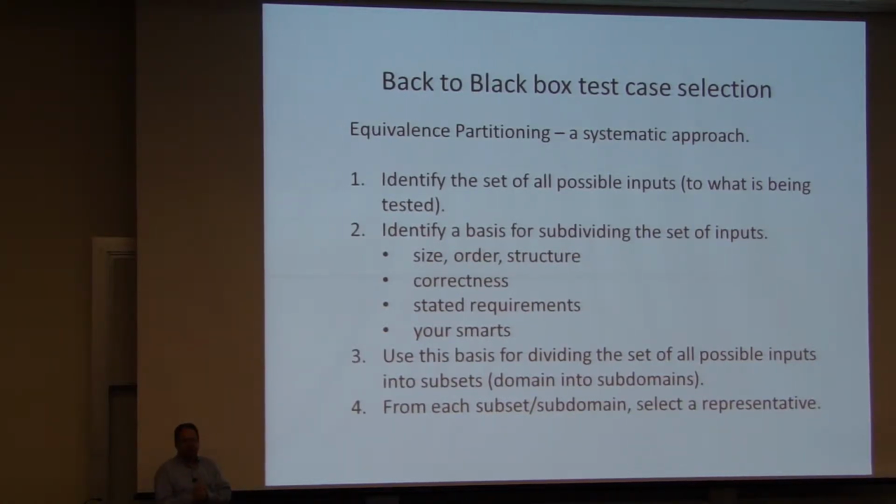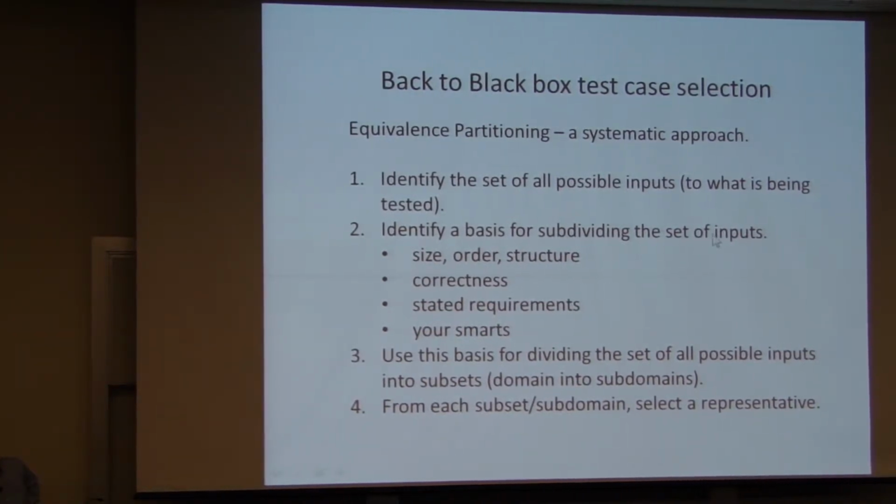Okay? So once you've done that, then I think I've asked you twice to identify a basis for subdividing the set of inputs, and now I think we're at your question. So can you restate your question? I was just going to make sure that the way we do equivalence partitioning is we take the set of all possible inputs, and then we split it into reasonable subsets, and then we take a sample of each subset and test those. That is correct, though I'll add one thing.